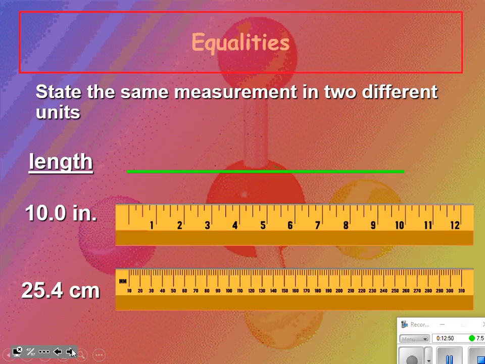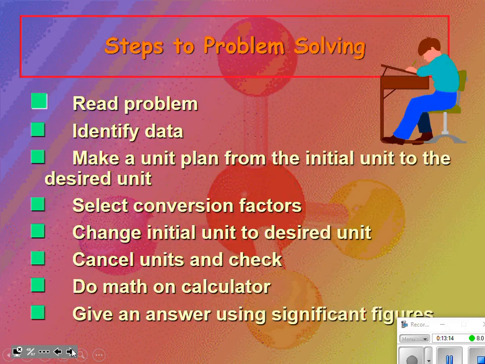So, depending on how I am measuring, what tool I'm measuring with, is the equality. It's the same length. They are equal. 10 inches is equal to 25.4 centimeters. 1 inch is 2.54 centimeters. Now go ahead and write these down, and we'll talk about them.